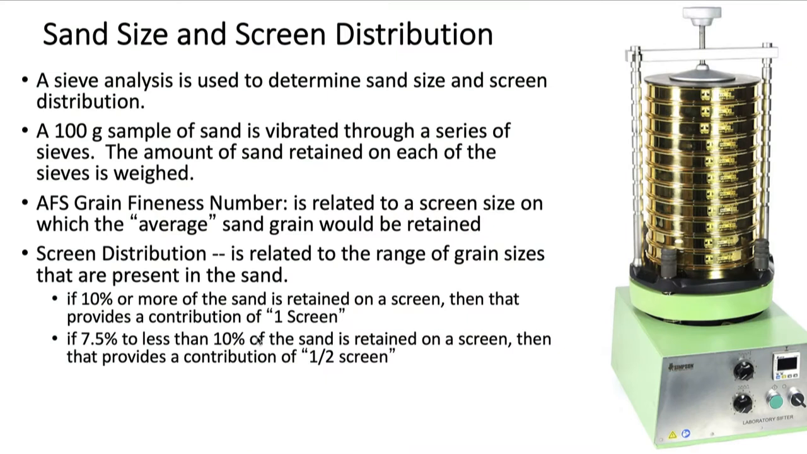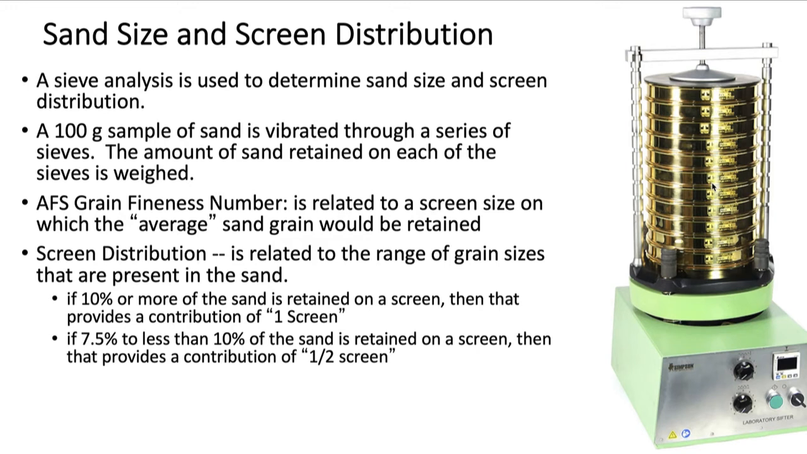And so how do we determine what kind of sand you have? You have an average that you find, which is called the AFS grain fineness number, which is the average size of sand grain that would be retained on one of these screens here. And they have numbers, by the way. And the numbers, I believe, are the number of wires per square inch, or openings per square inch, I mean. And so if you have a higher number, then it will be a finer grain sand.